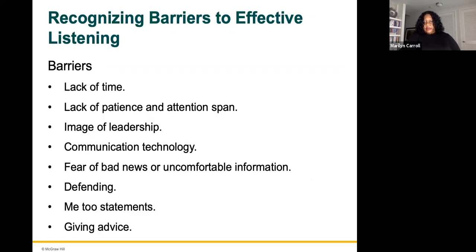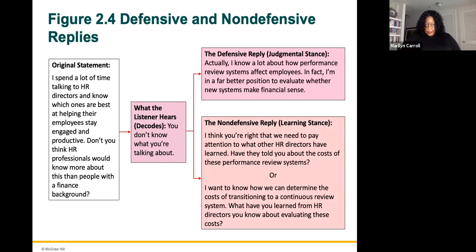Recognizing barriers to effective listening: these include lack of time, lack of patience and attention span, image of leadership, communication technology, fear of bad news or uncomfortable information, defending, "me too" statements, and giving advice. Now, figure 2 shows defensive and non-defensive replies. We can see from the original statement, "I spent a lot of time talking to HR," that what the listener hears and decodes is, "you don't know what you're talking about." That's what the listener hears.